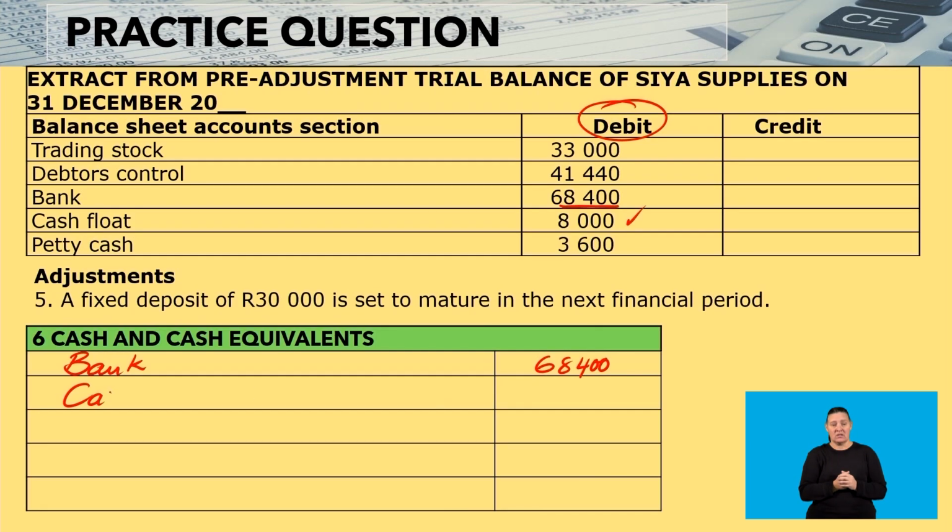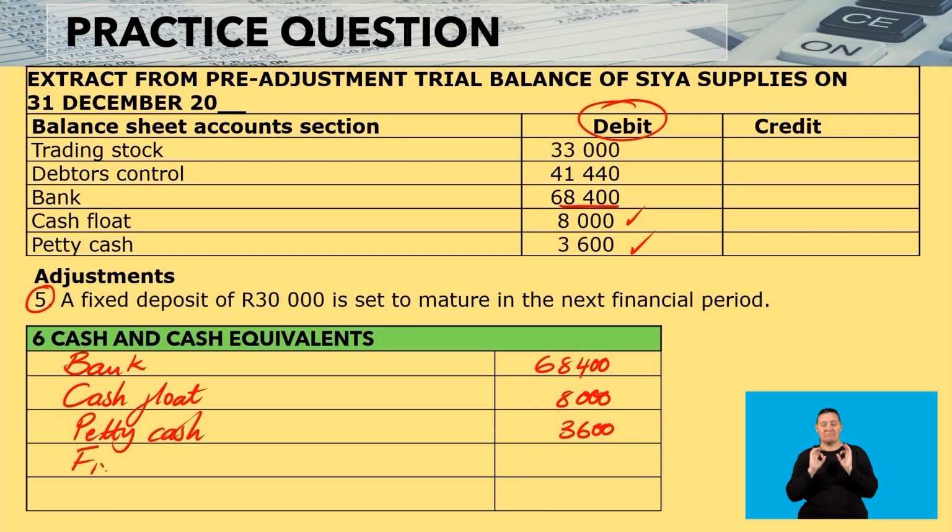After bank, the next one becomes my cash float. My cash float is 8,000. The next one is petty cash, and my petty cash is 3,600. Then I will bring adjustment number 5. A fixed deposit of 30,000 is set to mature in the next financial period.